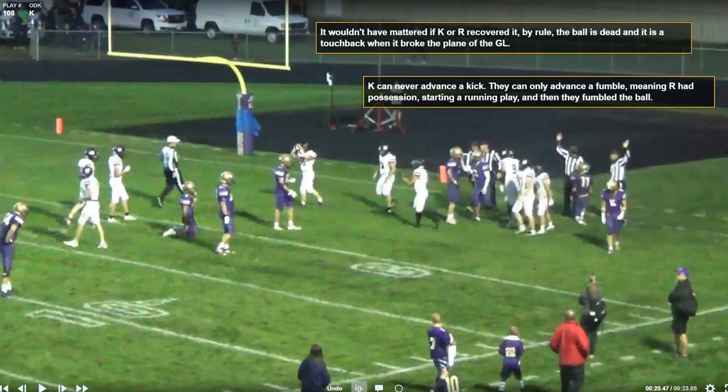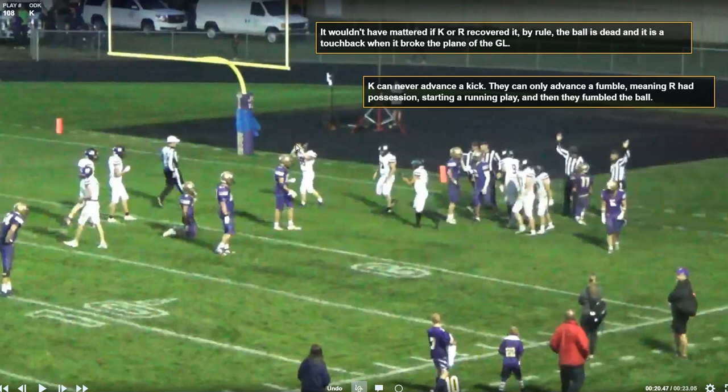And just remember, K can never advance a kick. They can only advance a fumble, meaning R had possession of it and started a running play, and then they fumbled the ball, then K. But otherwise, K cannot advance a muff, and this was a muff. So K can recover it, but in this case, K can't recover it because when that ball was loose and crossed the end zone, broke the plane of the goal line, it is a touchback.